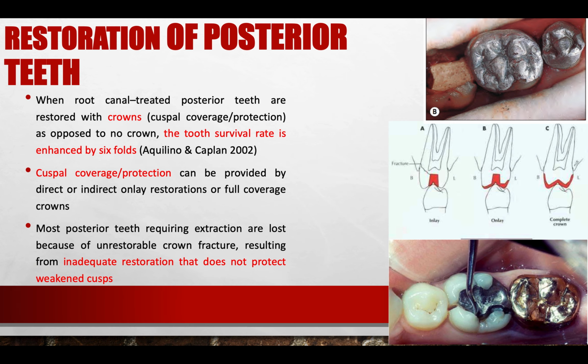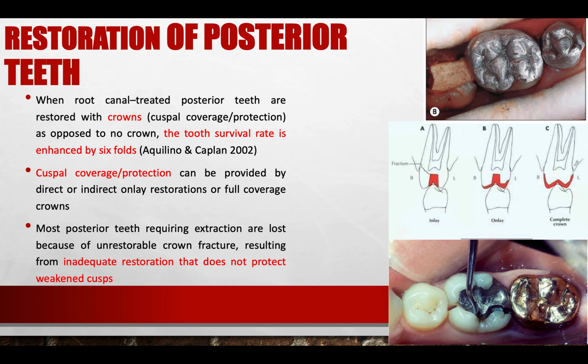For posterior teeth, the success rate or the survival of posterior teeth that have been root canal treated is improved by 6 folds when you place a crown restoration on them. So cuspal coverage is very important for posterior teeth, premolars and molars.